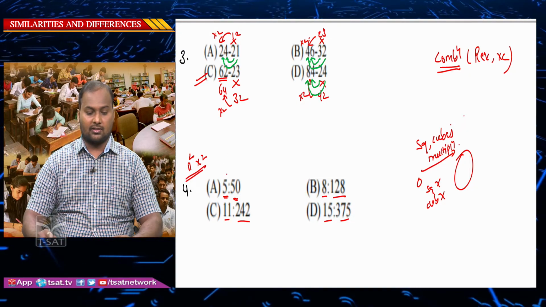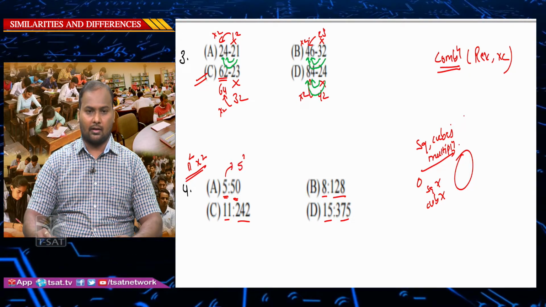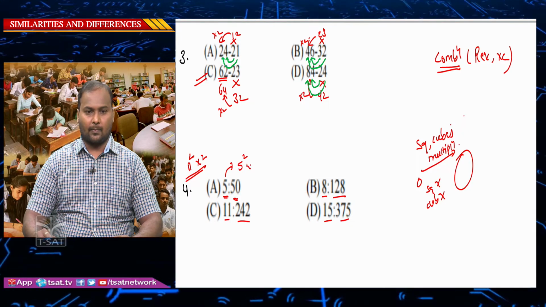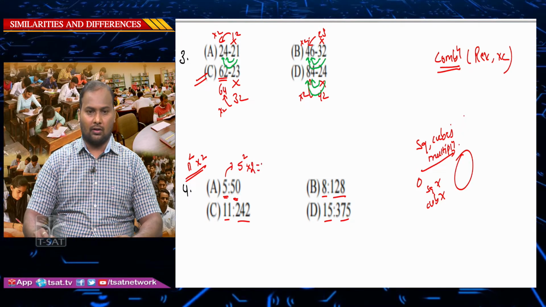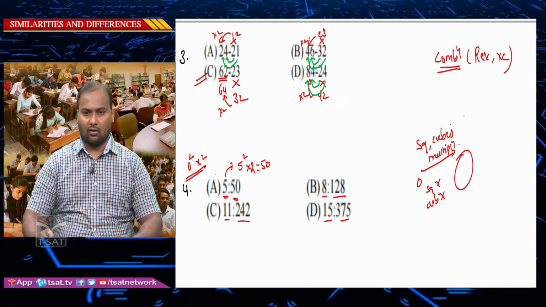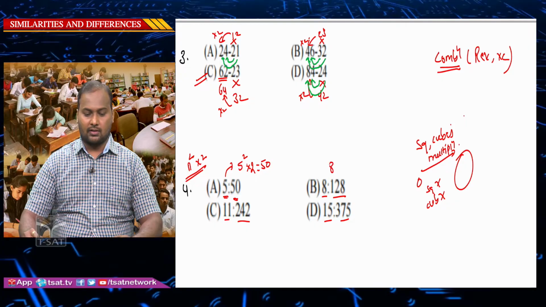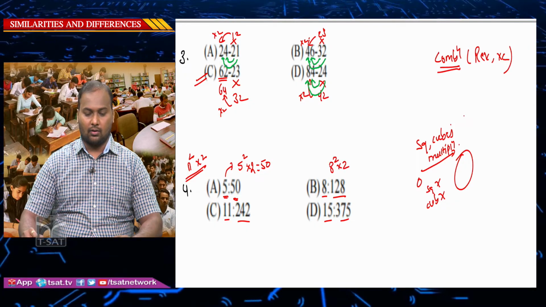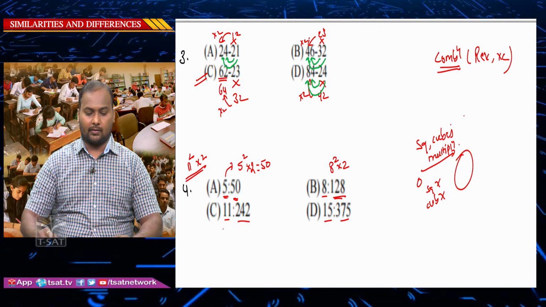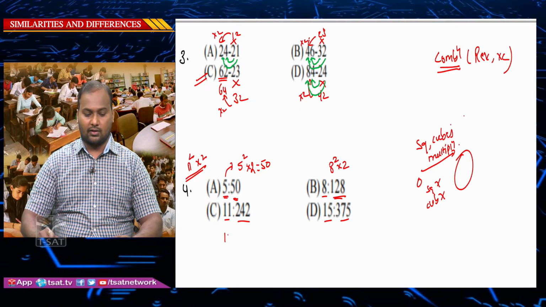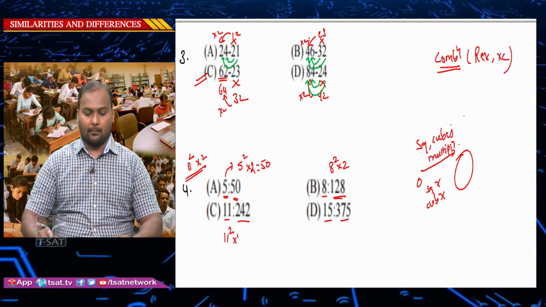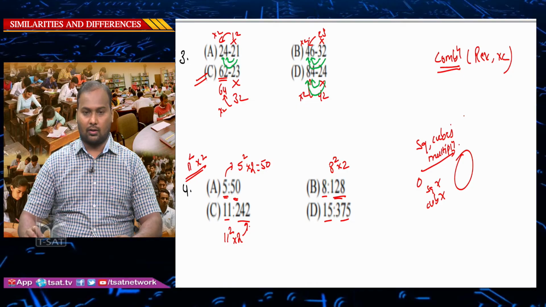Let's see this. For example, here you are having 5, so I can write 5 square, that is 25, multiplied by 2, then you get the answer as 50. So here the logic is combination. In the same way 8 square is 64 multiplied by 2, so you will get the answer as 128. In the same way 11 square is 121, again multiplied by 2, you are going to get 242.